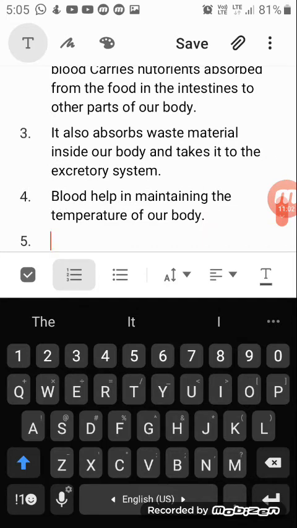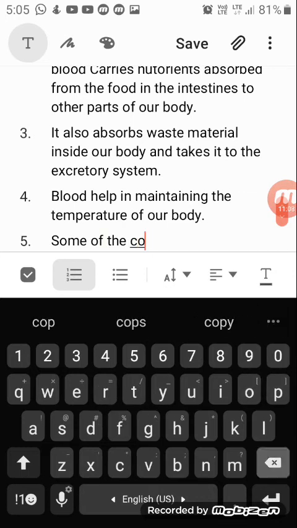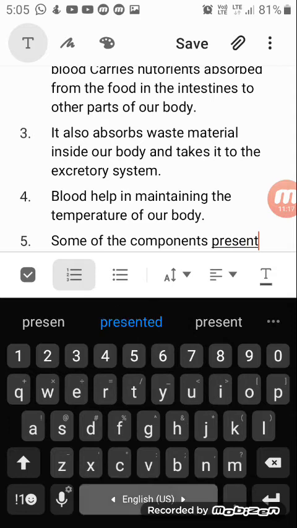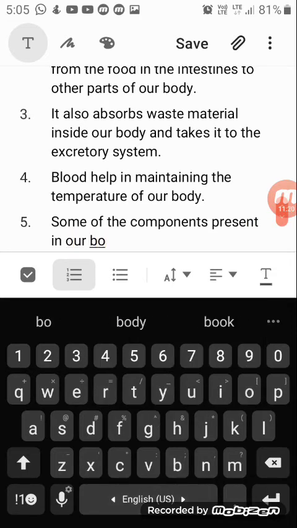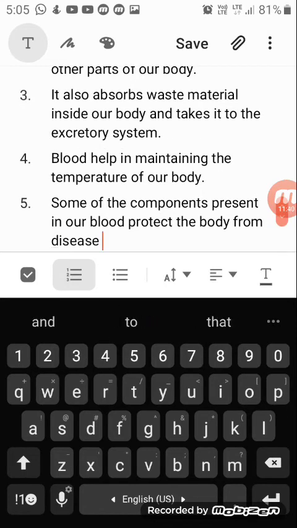Then some of the components present in our blood protect the body from disease causing germs.